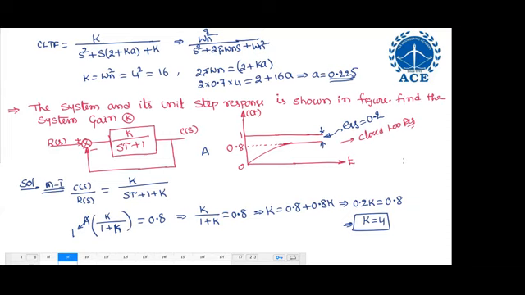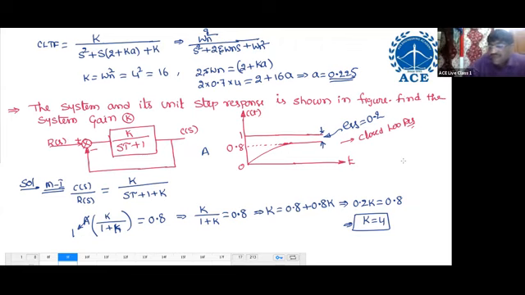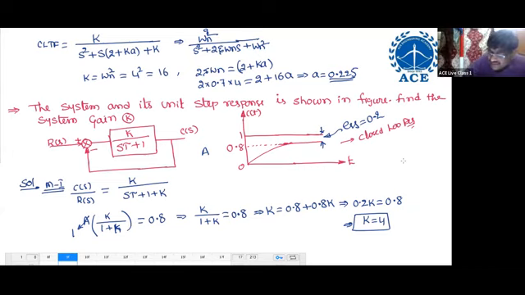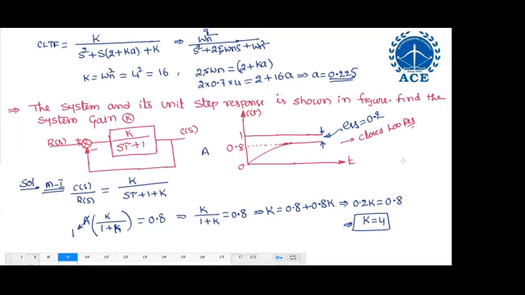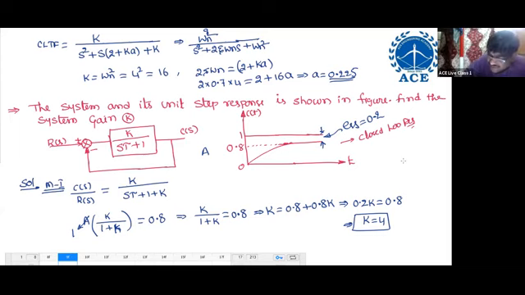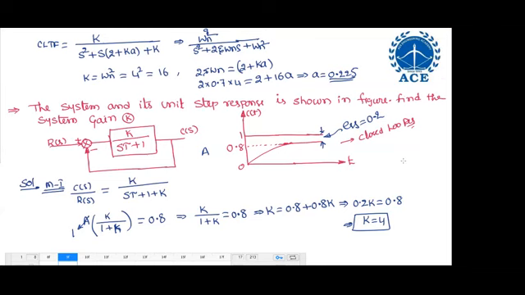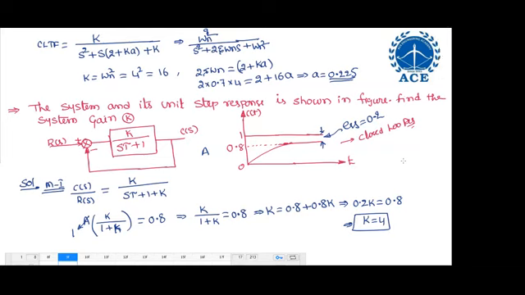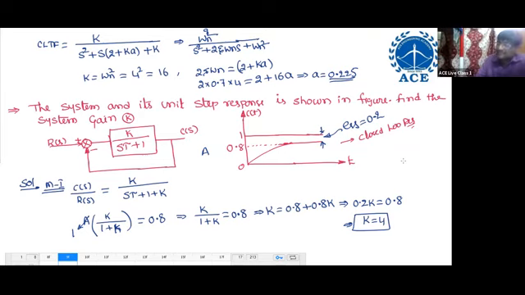Hello, sir. Sir, in the stability, the second point you have mentioned, can you explain it once again? If the input to the system is 0, then the output should be bounded. If there is no input given, the output should be bounded, just like an impulse. Okay, sir.